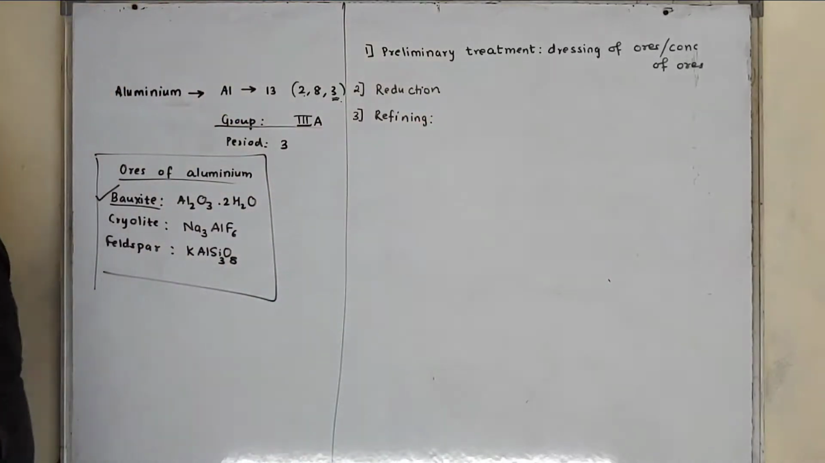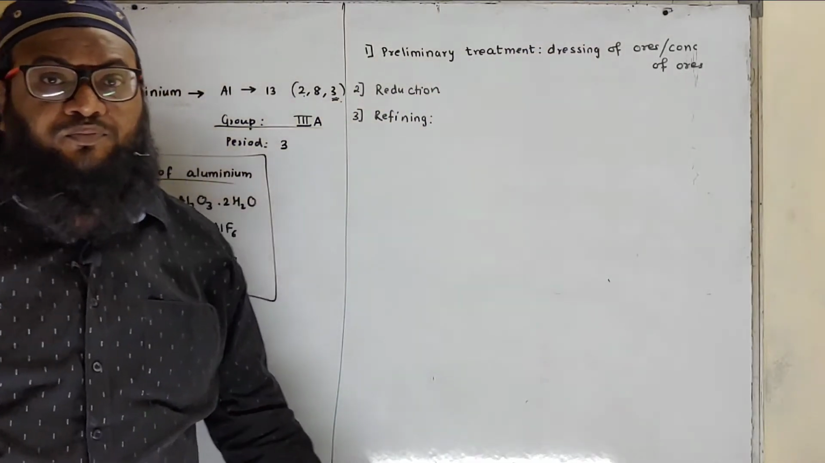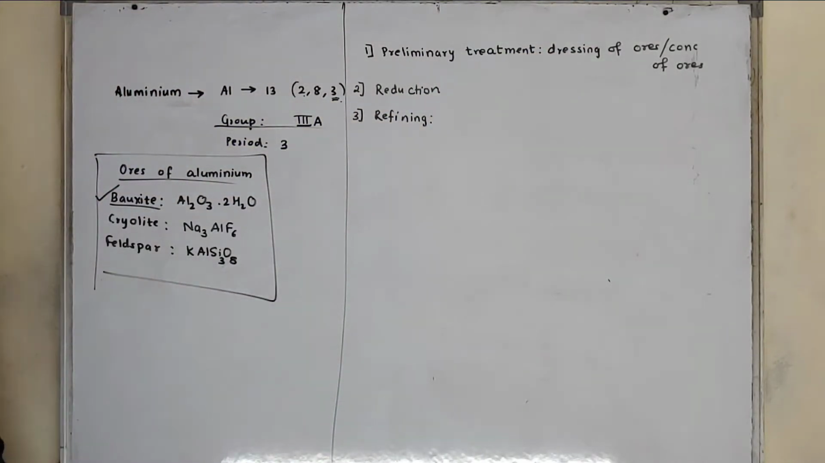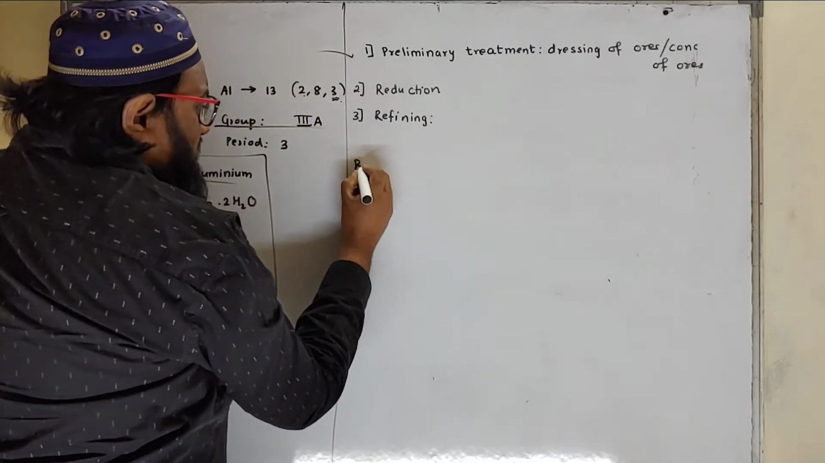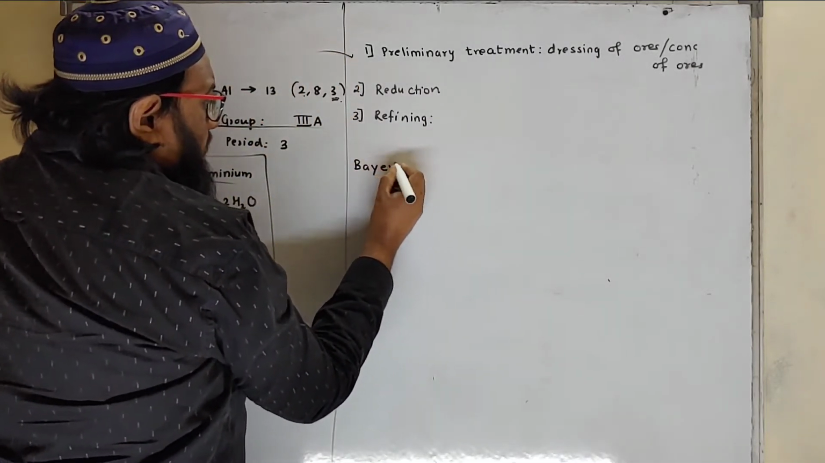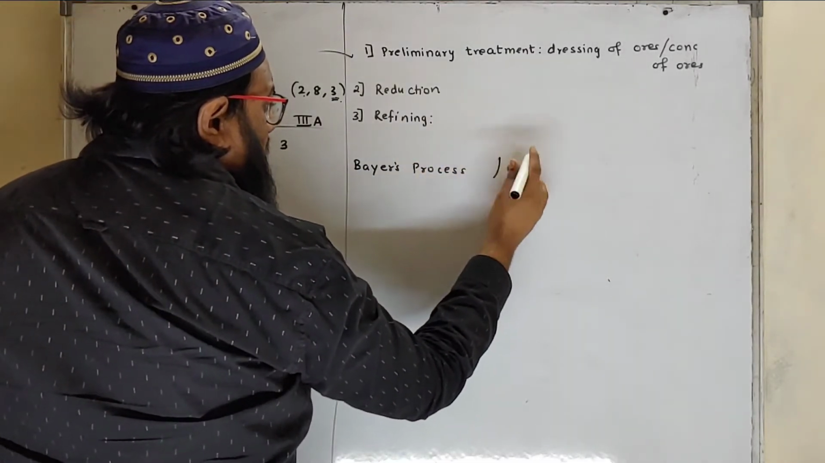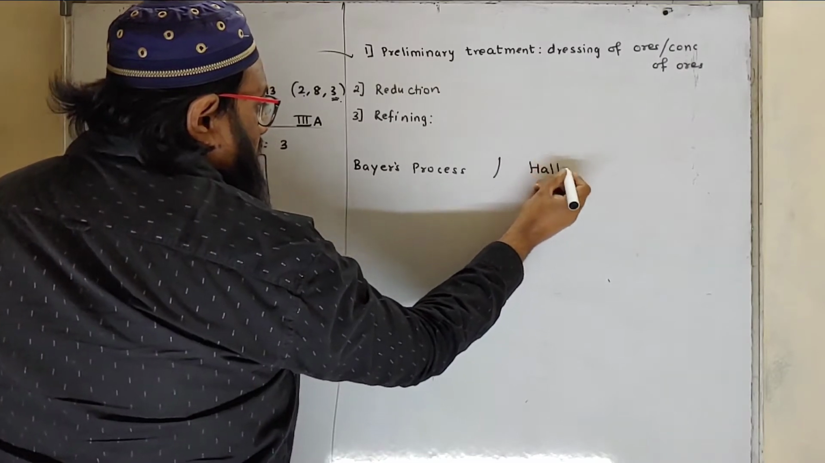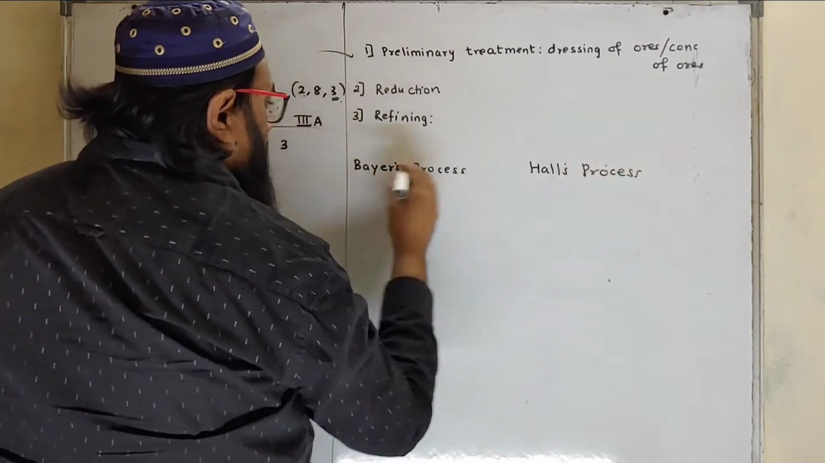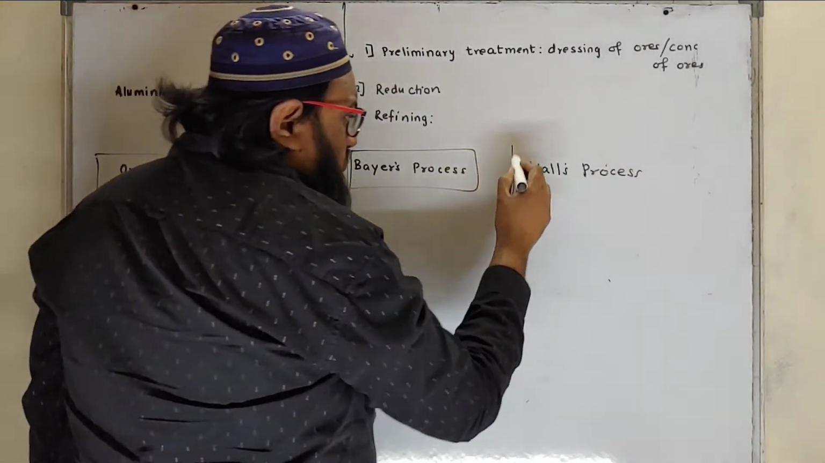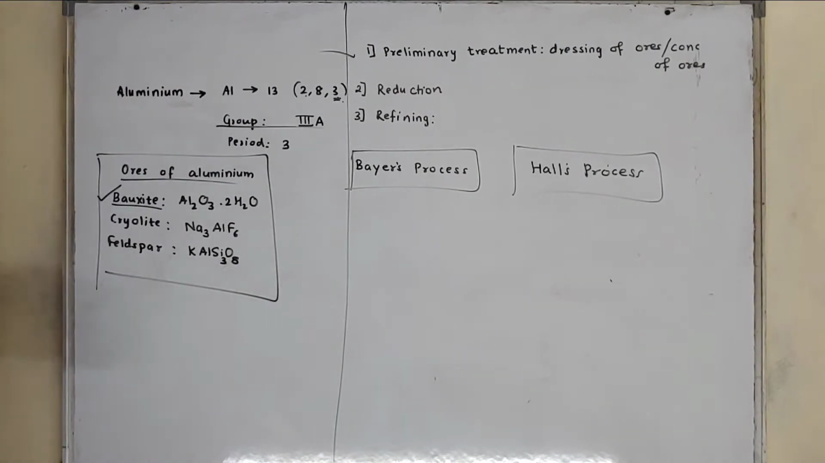So preliminary treatment, reduction and refining. For the extraction of aluminium, what is the method for the concentration of ore? For concentration of ore of aluminium, we are using a process called Bayer's process or Hall's process. We'll study in detail about these two processes. So we'll start with Bayer's process.